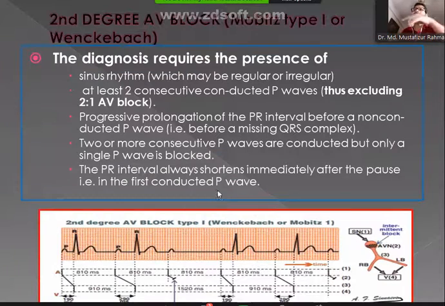And the second degree AV block, among Mobitz type 1 and Mobitz type 2, all of you know: gradual prolongation of the PR interval followed by a pause. The PR interval is 190, then 290 milliseconds. There is a pause. It will be sinus rhythm, at least 2 consecutive conducted P waves are necessary, with progressive prolongation followed by a drop.